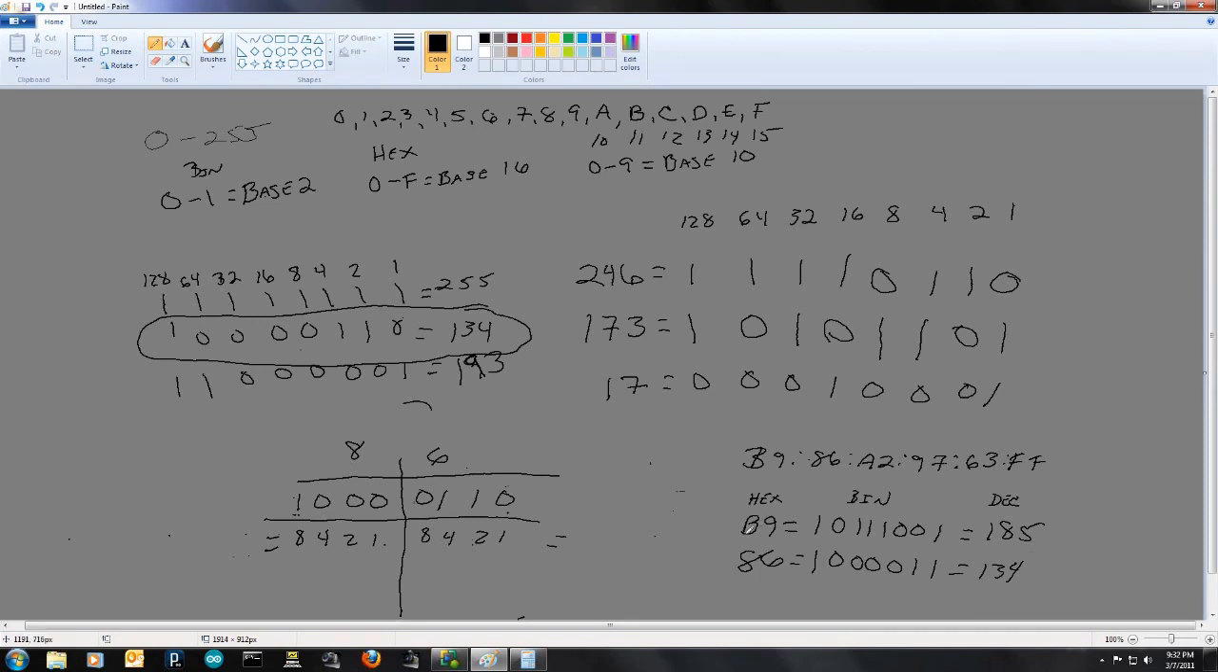So you got B9 in hex, B9 in binary, B9 in decimal. 86 in hex, 86 in binary, 86 in decimal. And you can convert back and forth using this very easy to use way to convert. Now, what does this mean in ASCII? What is ASCII? Okay, now we'll go to the mouse and we'll go to the internet.